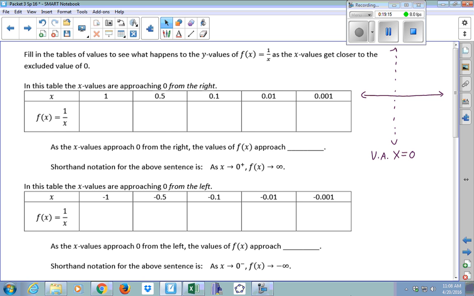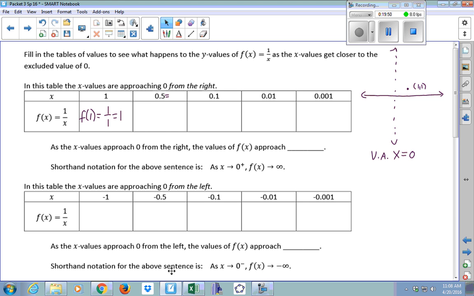And I've got 2 sides of this axis. I got all of the numbers to the right of 0, and I've got all of the x values to the left of 0. So we're going to chunk this out. We're going to look at the graph to the right of 0 and to the left of 0. So let's start by approaching 0 from the right. So this is the reciprocal function. So f of 1, what's the reciprocal of 1? 1. It's its own reciprocal. So at 1, I'm up here at 1. Here's 1, 1. Okay, I got a point. Good.